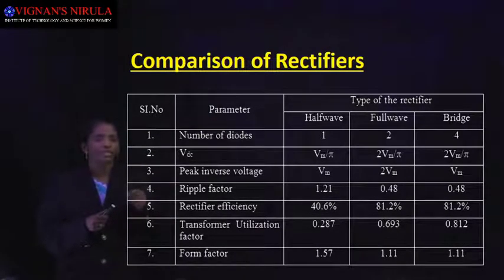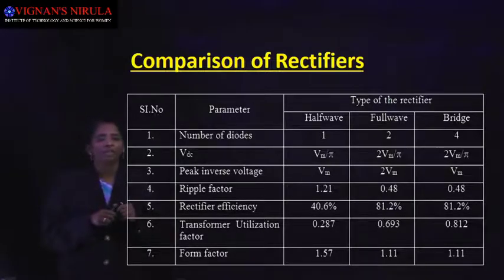These utilization factors are different for half wave, full wave, and bridge rectifiers. In most other parameters, two are the same and one is different, but the transformer utilization factor is different for all three rectifiers. Half wave is different, center-tapped is different, and bridge rectifier is also different. Okay, next one, form factor.